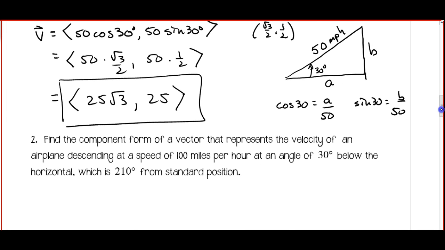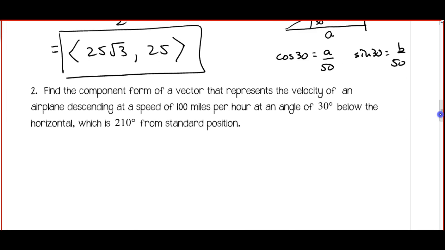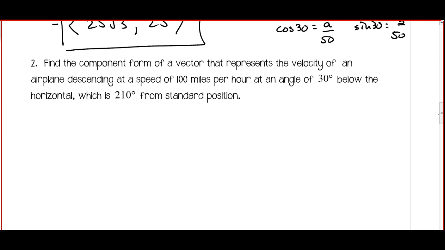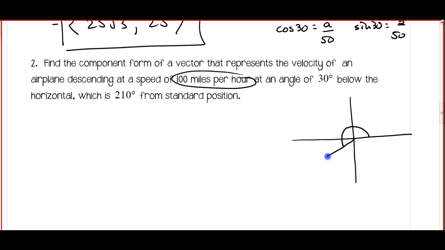Moving on to example 2. Find the component form of a vector that represents the velocity of an airplane descending at a speed of 100 miles per hour. So again, here's my magnitude, at an angle of 30 degrees below the horizontal. So this could be 30 degrees below the horizontal over here, or 30 degrees below the horizontal in the third quadrant. But then they also tell us which is 210 degrees from standard position. So then we know 210 degrees, it's got to be 30 degrees below the horizontal in the third quadrant.